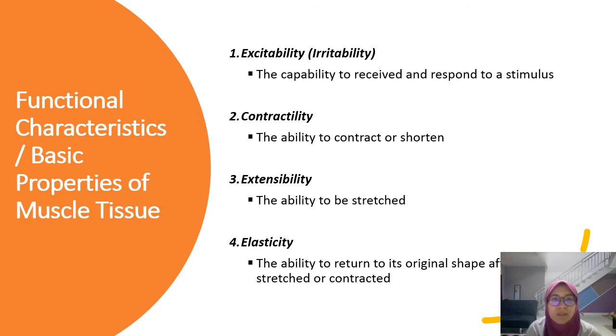We have excitability. The muscle must be excited to receive and respond. Contractility, so our muscle has the ability to contract or shorten. Extensibility, ability to be stretched. Elasticity, ability to return to its original shape. Example, like the rubber band. Okay, we can pull the rubber band and then it goes back to its original shape.